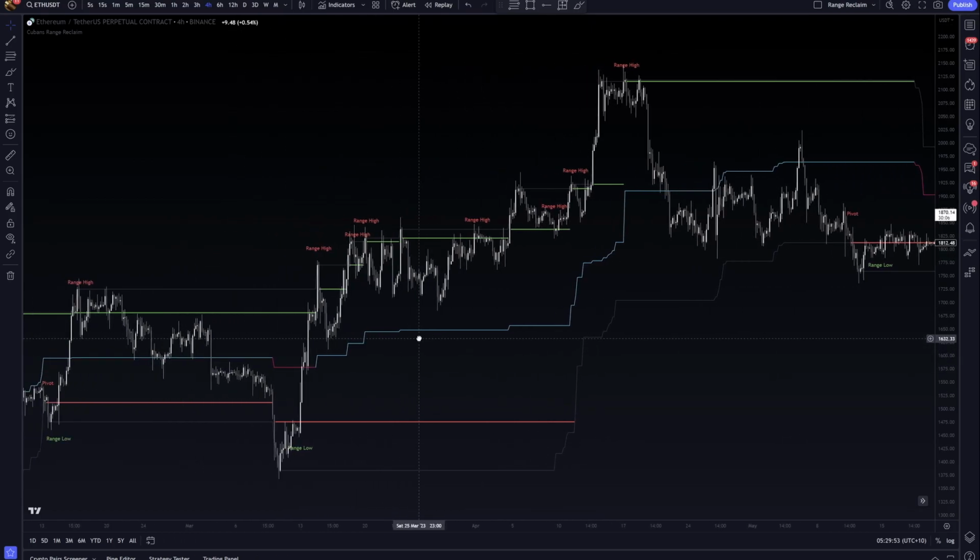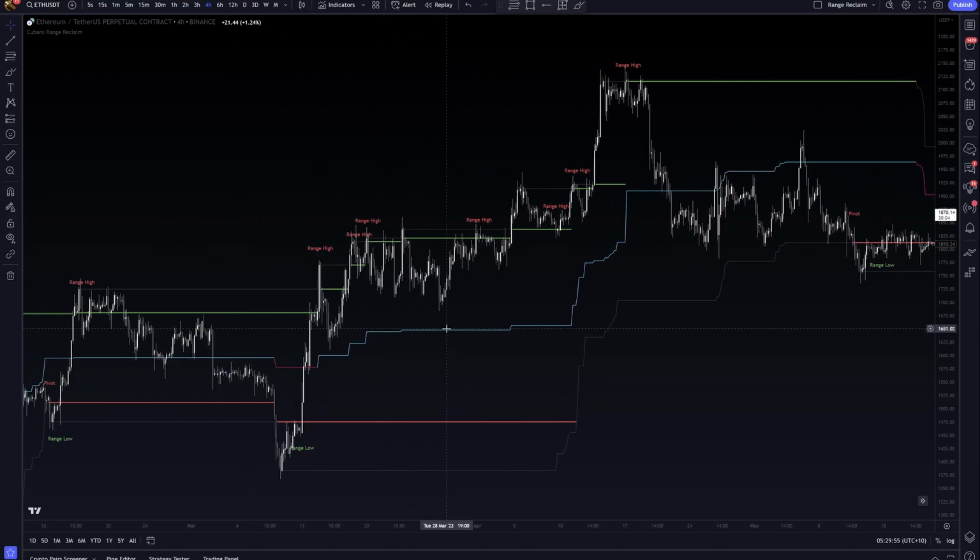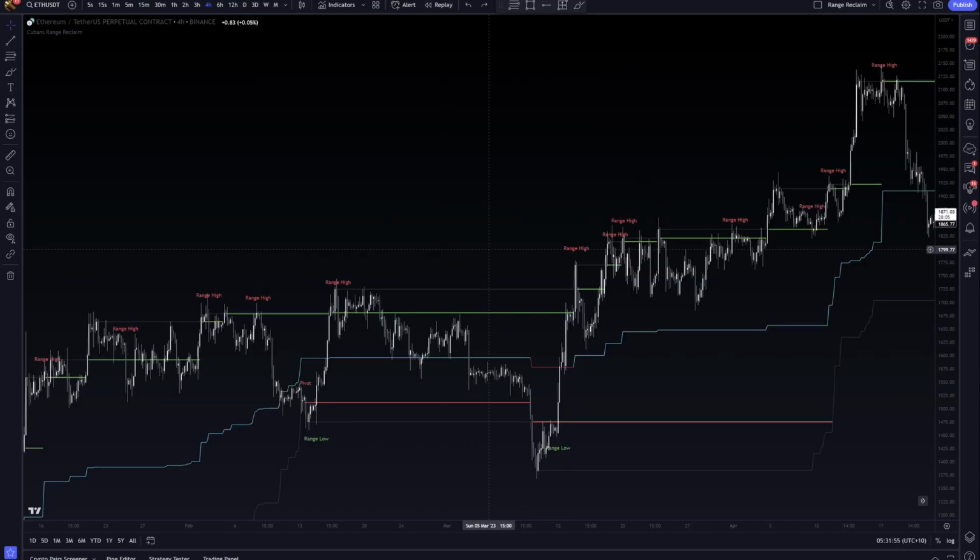Now you might have noticed as well that this midline is not perfectly in the center of our plotted outer range, but rather in the center between this green reclaim line and this red reclaim line here as well. In addition to the midline and the reclaim lines that you see down the bottom and the top in red and green, we also have in red and green these range high prints, range low prints, and these pivot points.